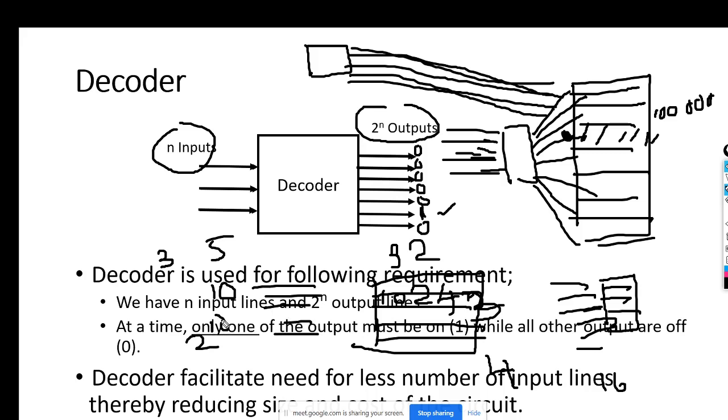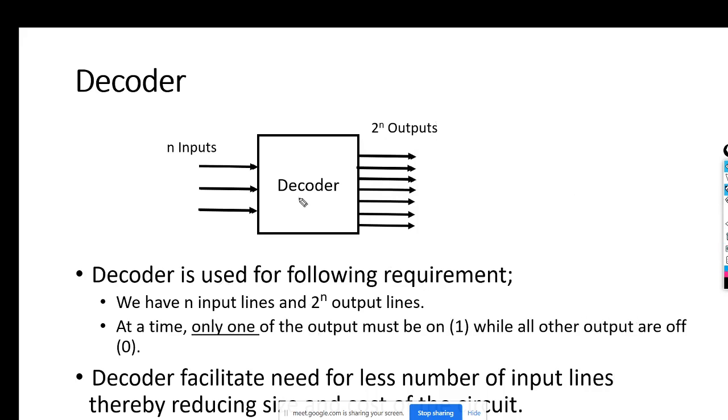That kind of device is called a decoder. We have n inputs and 2 to the power n outputs, and only one output is enabled at a time. Now you can see it makes sense. For example, with 20 input lines, I can have 2 to the power 20 memory locations, and out of those only one can be enabled at a time. That is a huge number.